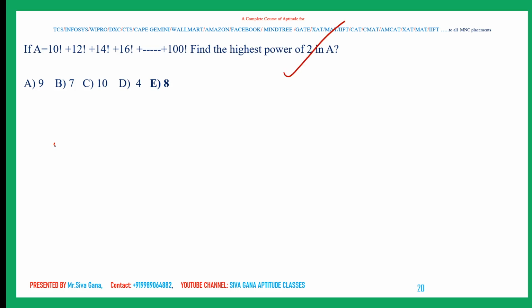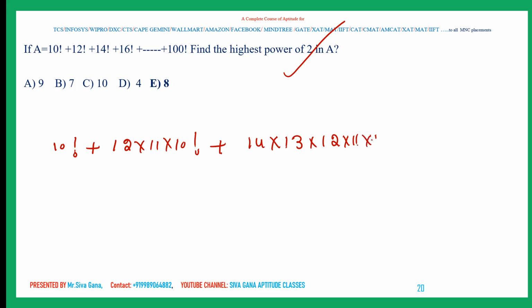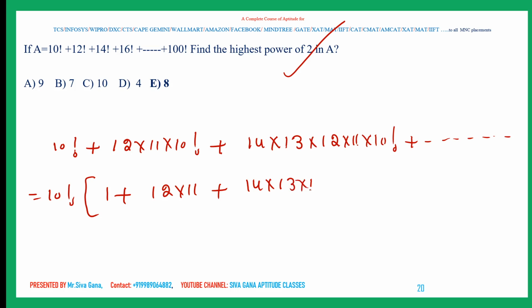These are all the previous and original placement questions. 10 factorial plus 12 factorial is 12 into 11 into 10 factorial. Plus 14 factorial, 14 into 13 into 12 into 11 into 10 factorial. Plus and so on, we can write every term like this. If we take 10 factorial as common, 10 factorial into 1 plus 12 into 11 plus 14 into 13 into 12 into 11 and so on like this.